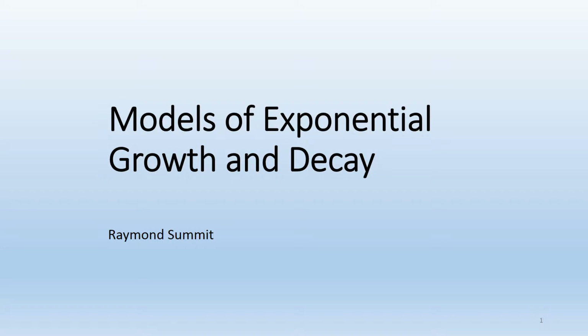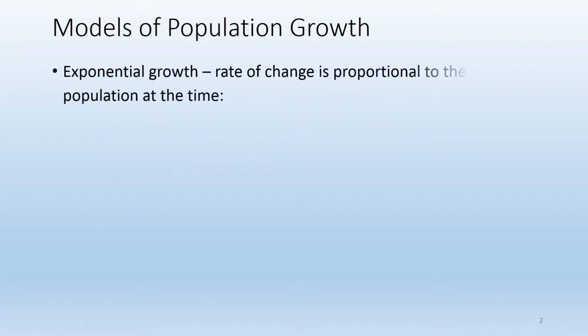In this lesson, we're going to look at models for exponential growth and decay. We'll start off with a model for population growth. We'll get exponential growth when the rate of change is proportional to the population at the time.